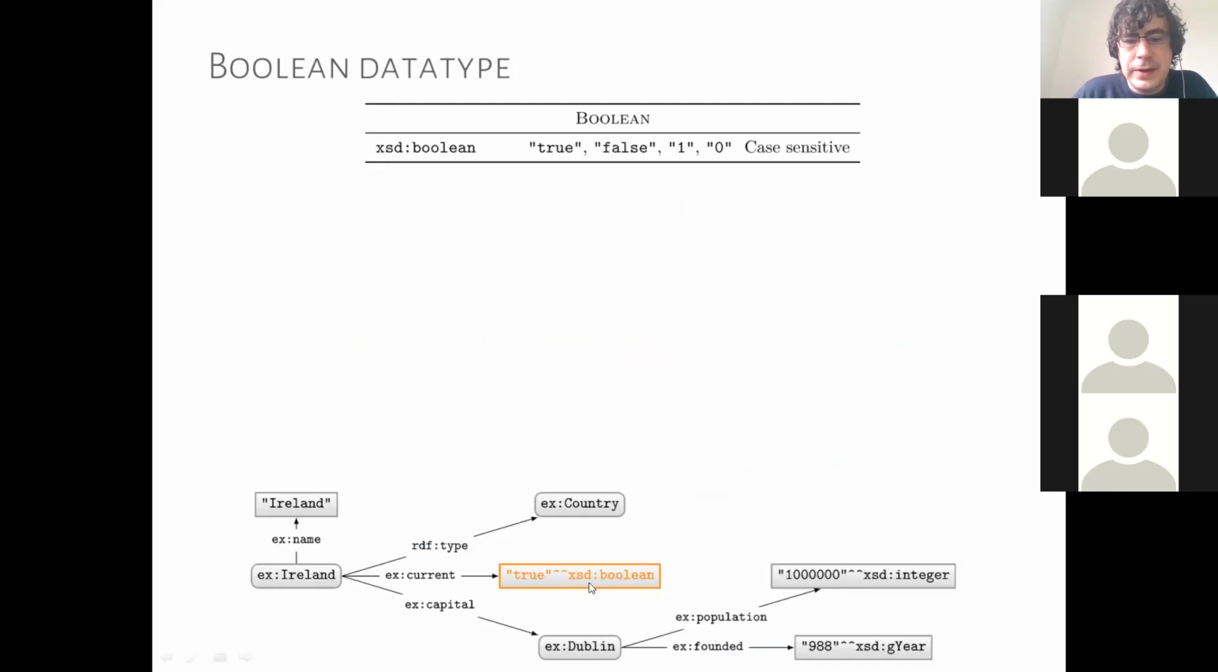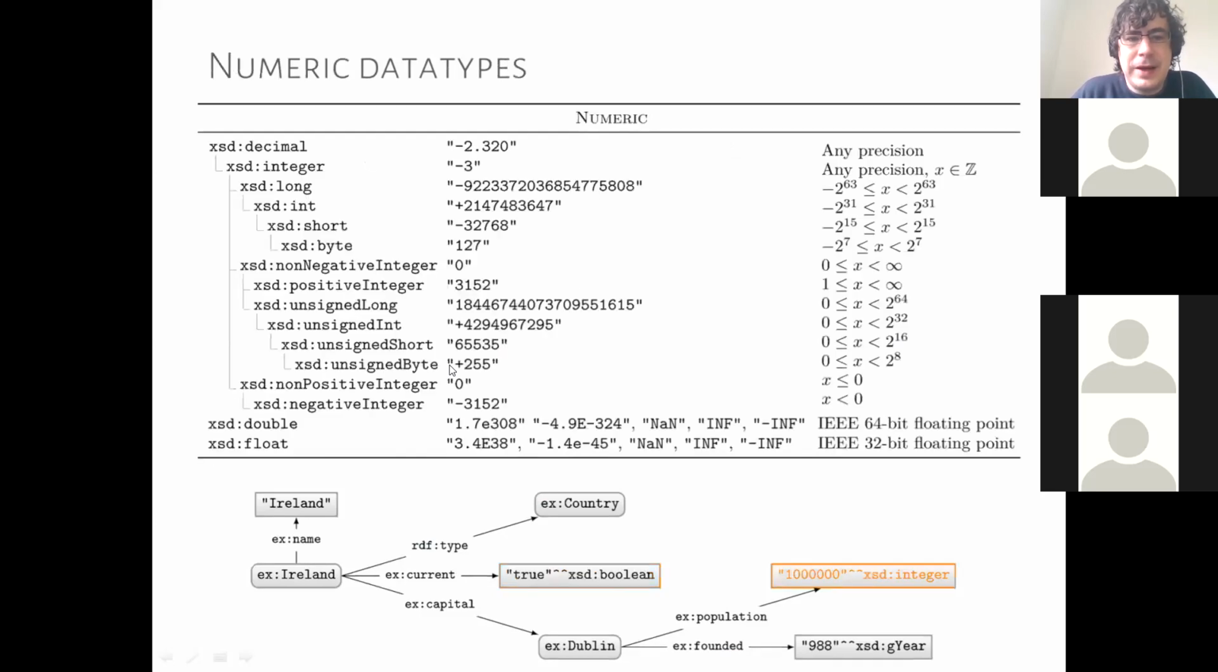So what types are there? Very briefly, I'm not going to get into too much detail, but we have Booleans, which can have lexical forms like true or false or 1 or 0. We have numeric data types, and here we see which ones are derived from which other ones. We have decimals, integers, longs. Decimal is kind of any number at any precision. Integers, longs, which are longs like in programming languages, ints, shorts, bytes, non-negative integers, positive integers, and so forth.